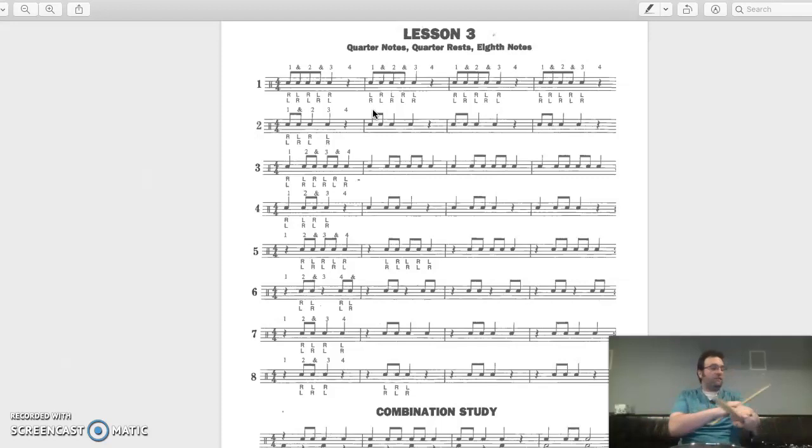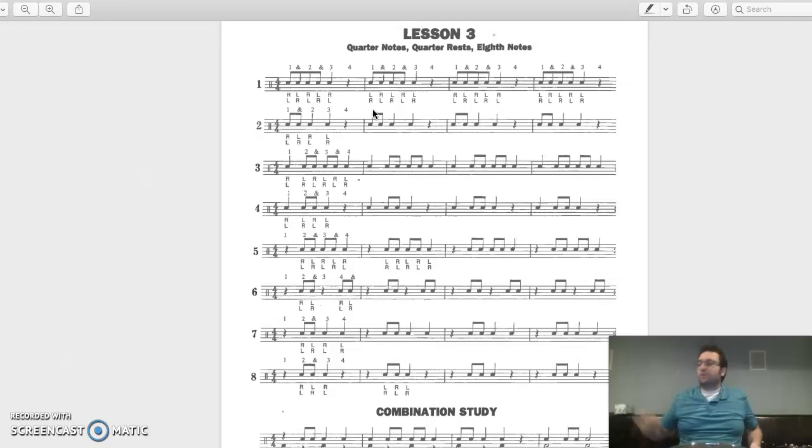Let's try playing all of number 1. We're going to play all 4 measures. Here we go. 1 and 2, and here we go. And 1 and 2 and 3 and 4 and 1. 3 and 4 and 1 and 2 and 3 and 4 and 1 and 2 and 3 and 4 and.